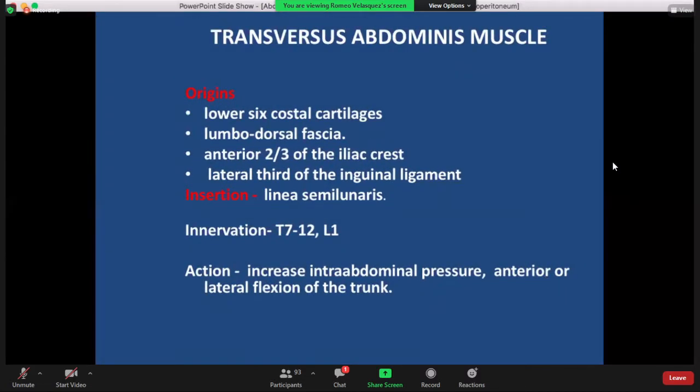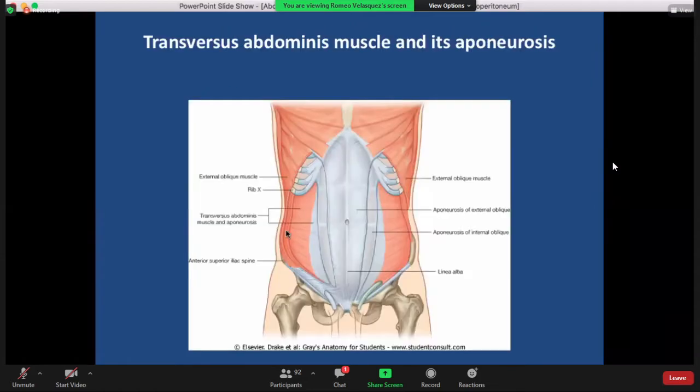Now the transversus abdominis. Those are the attachments, origins. And only one insertion point, the linea semilunaris, okay, on the anterior abdominal wall. Again, increased intra-abdominal pressure is the action, and anterior or lateral flexion of the trunk. So this is the transversus. You see there the cut layers of the external oblique, internal oblique, and then you will find the transverse fibers of the transversus abdominis muscle and aponeurosis.